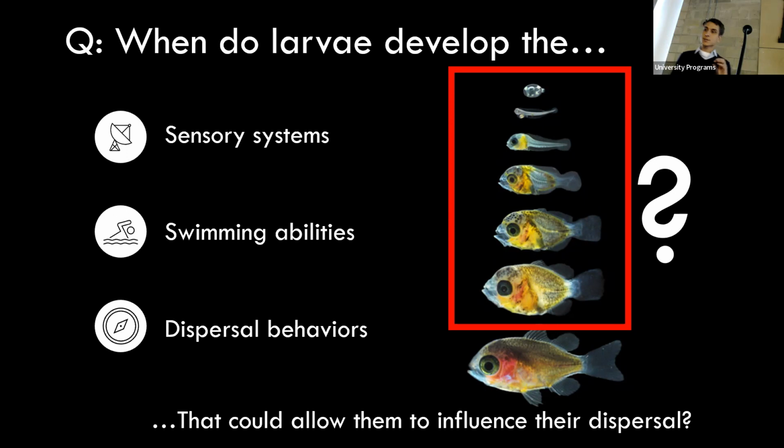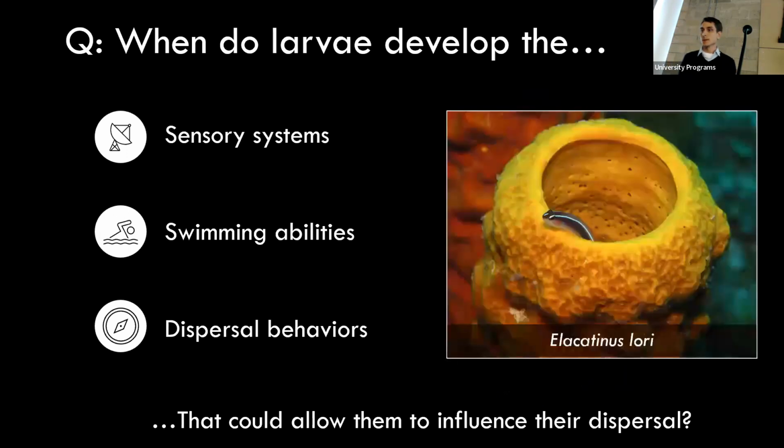Okay, so my research has primarily focused on addressing this gap in our knowledge. One of the critical questions in my work has been, when do larvae develop the sensory systems, swimming abilities, and orientation behaviors that could allow them to influence their dispersal? And my work is primarily focused on addressing these questions using this study system. It's called the line snout neon goby. It's a sponge-dwelling goby that's native to Belize, and it lives in these yellow tube sponges.